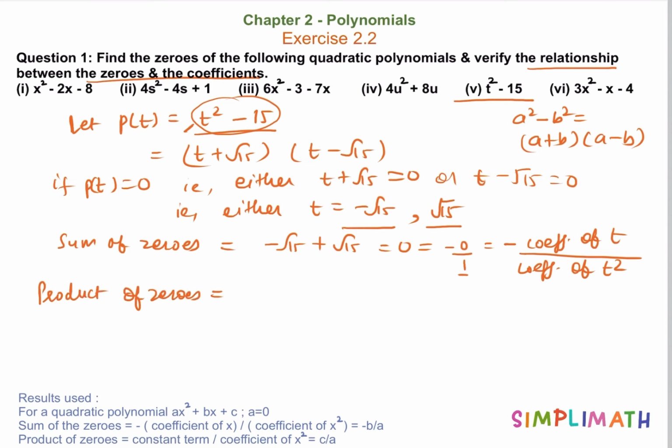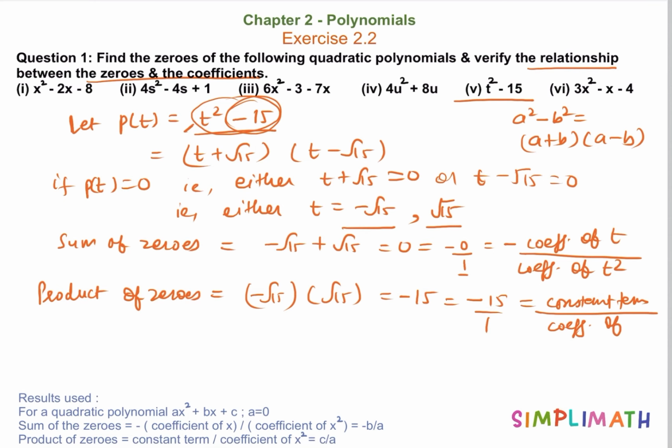Now let us come to the product of zeros. Product of zeros is minus root 15 into root 15, which gives us minus of 15. So I can write this as minus 15 by 1. Now from here we know that minus 15 is the constant term. And what is 1? 1 is the coefficient of t square, right?